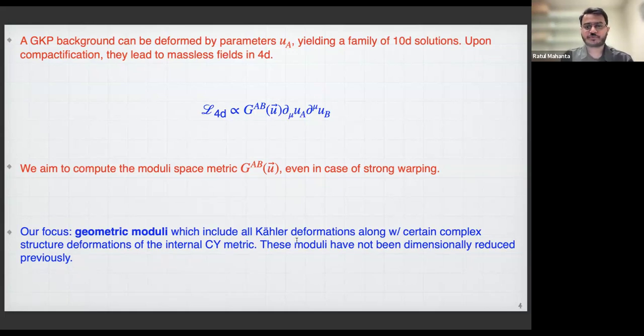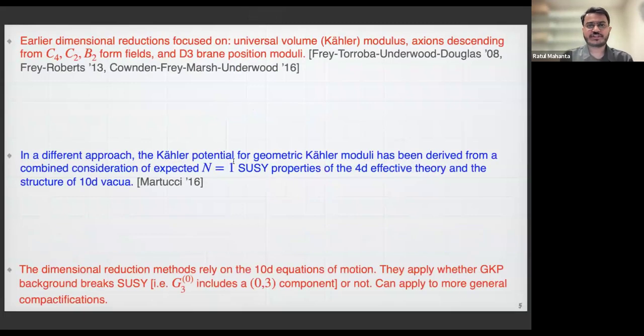And these will include all the Kähler deformations, along with certain complex structure deformations, which we will refer to as flat complex structure deformations of the internal Calabi-Yau. These moduli have not been dimensionally reduced previously. I should give a status of what has been done earlier.